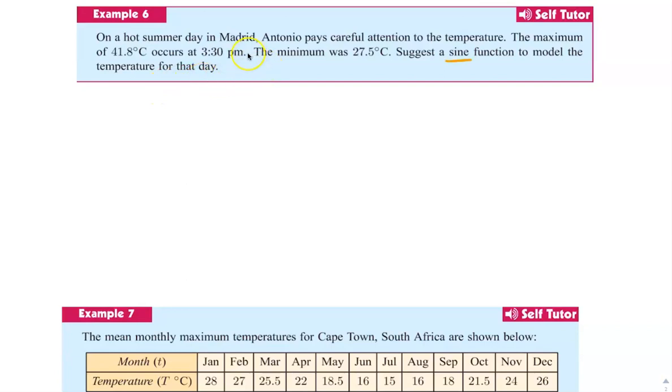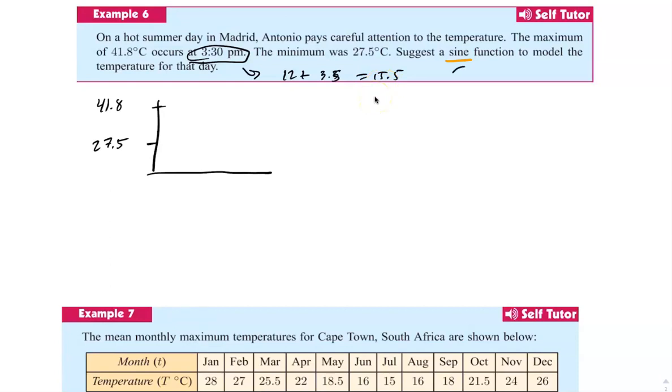I always like to personally picture it a little bit. So I'm going to draw a little bit of a graph. The max is 41.8 and the min, doesn't really matter, 27.5. The max occurs at 3:30. So if we're talking about military time, that'd be 12 plus 3.5, so about 15.5 is where the max is. And a basic sine function starts in the middle, goes up, comes back down again. So I'm just using this for an example to approximate. It looks something like that. Let's say that's the max, that's the min. So my max should happen at about 15.5.